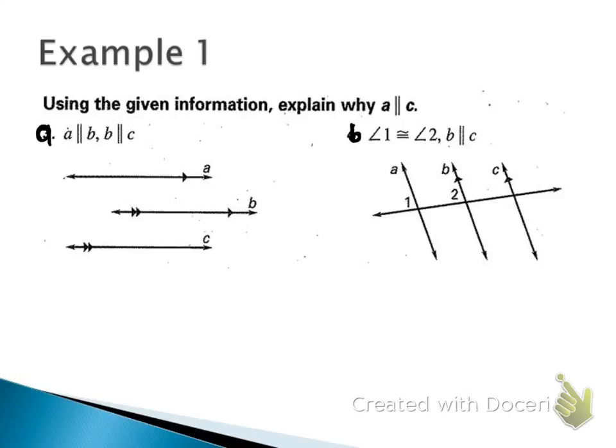So our first example, the directions say use the given information. Explain why A is parallel to C. So they're already telling us that A is parallel to C. We just want to know why. So any ideas on number 1, part A? This comes from 3.1. Any ideas? What does 3.1 say? 3.11, excuse me.